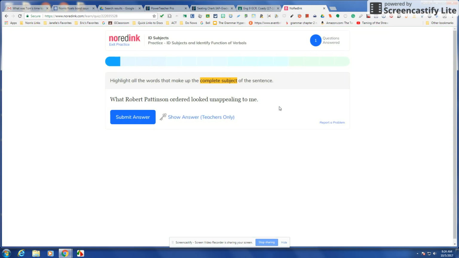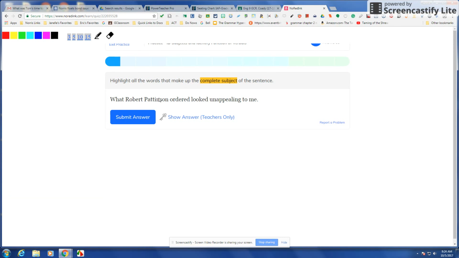All right, this one wants a complete subject as well. What Robert Pattinson ordered looked unappealing to me. Okay, this one's a little bit tricky because it looks like ordered and looked are both verbs. So what I usually do is separate the subject and the predicate side, because the subject side should always be on the left and the predicate side on the right.